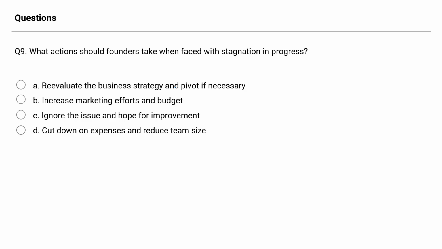Let's get to our ninth question. What action should founders take when faced with stagnation in the progress? Stagnation, you mean stagnate हो जाना, रुक जाना. Okay, so if you are getting stuck, no, stagnate, आप उसको getting stuck भी बोल सकते हो.